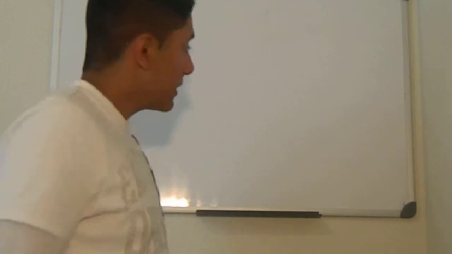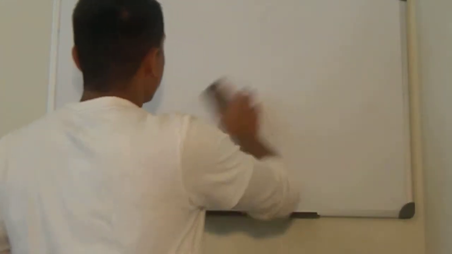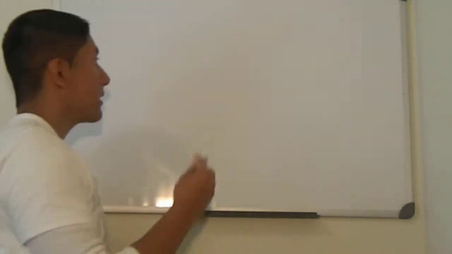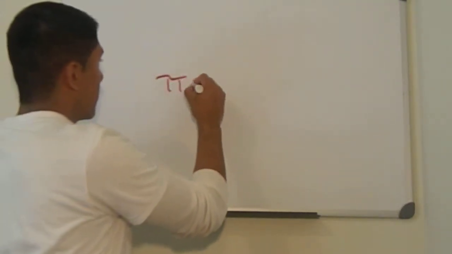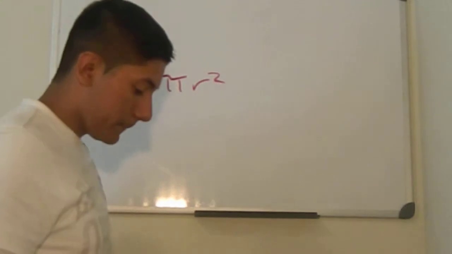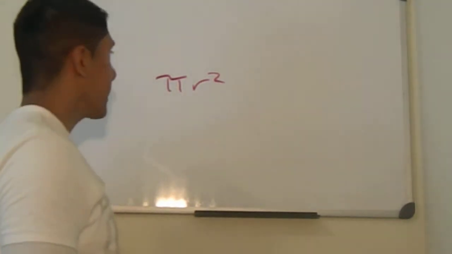Hey guys, I'm now going to derive the area of a circle for you. I've been asking around for a while now how the formula pi r squared came about. It's not very intuitive when you look at it.